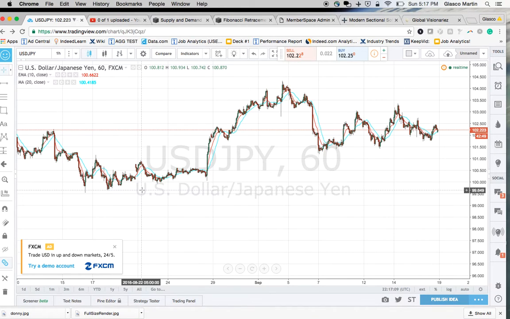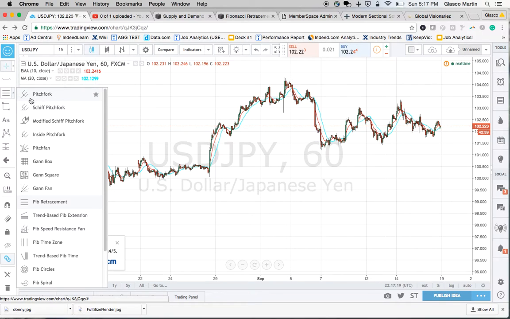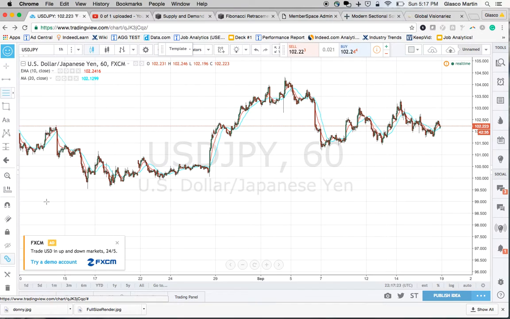Hey everyone, in this video I'm going to go over how to use Fibonacci retracement. So first off, it's going to show you a pitchfork. Whenever you click, it'll be the third little box down, and then you'll go down to Fib Retracement.